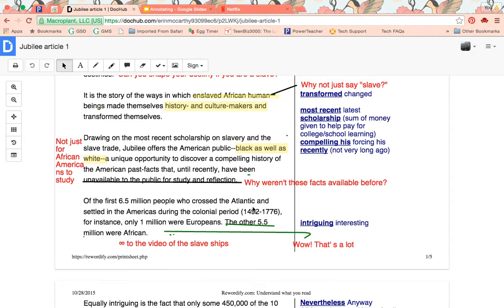So it makes me want to know, first of all, why weren't these facts available before? What's happened? Will we answer that in class? I don't know. And then clearly their point is this is not just for African Americans to study. This is for everyone. And I think that's really significant because they're going to come back to that again. And it might be something that stands out to you. You might ask this as a question instead, like, why not just black people?